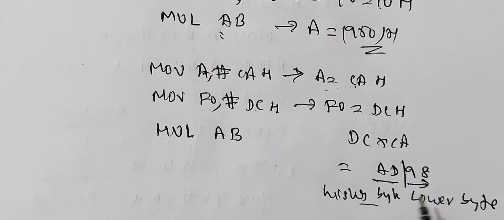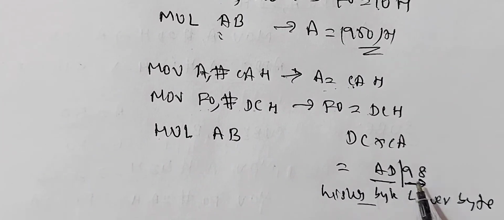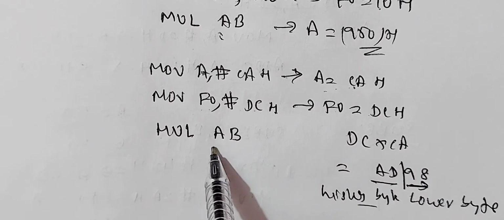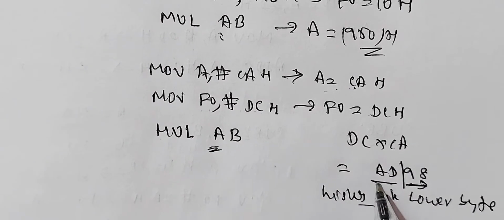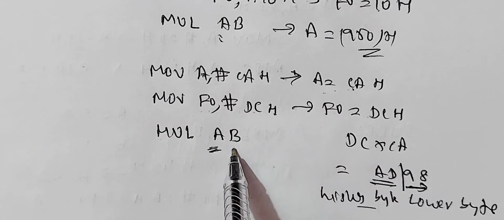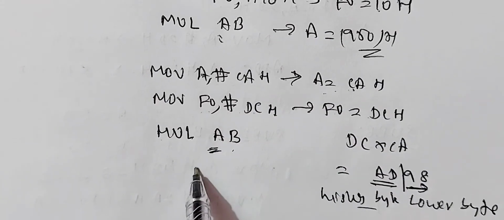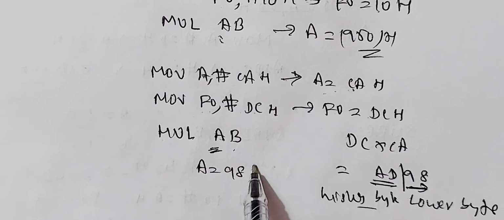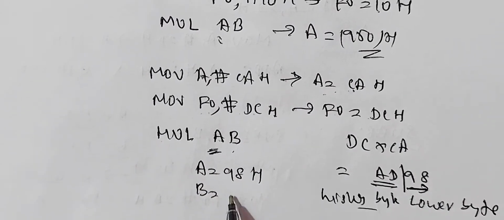So, during multiplication, the lower byte is always stored in the register A, and the higher byte is always stored in the register B. In this case, what is the value of A? A is 98H, B is ADH.